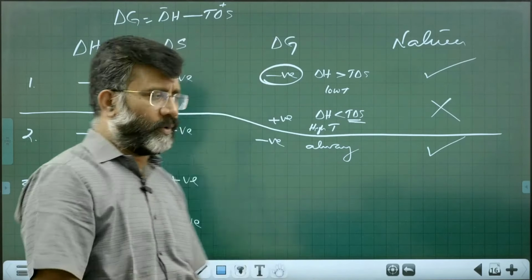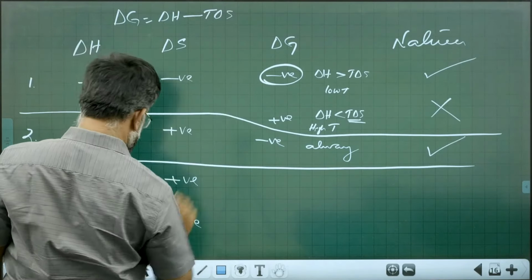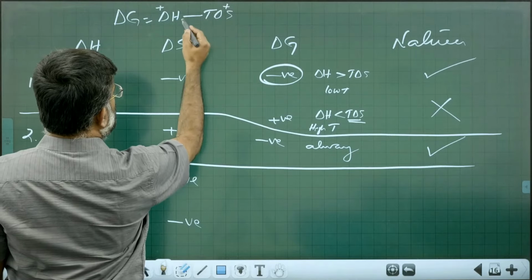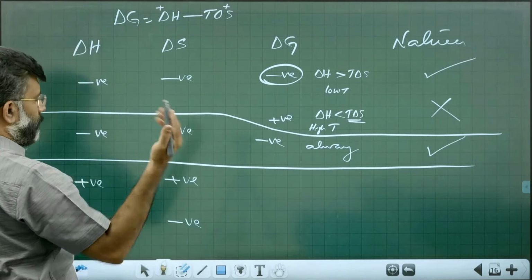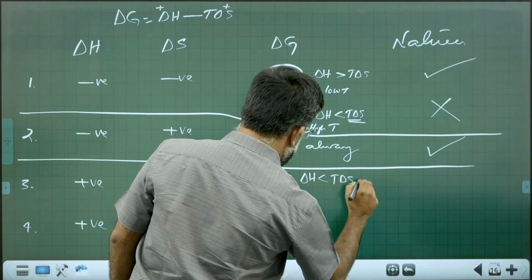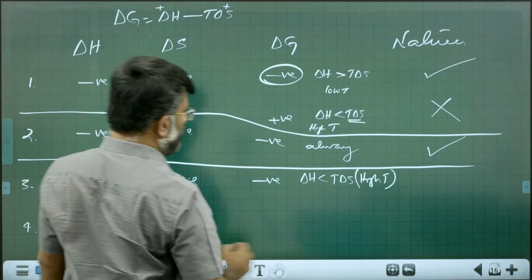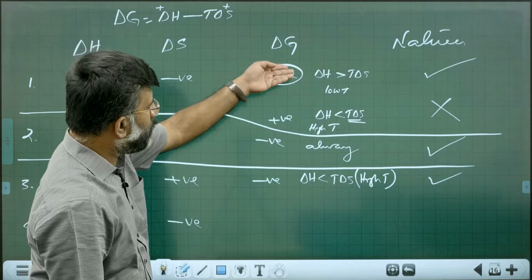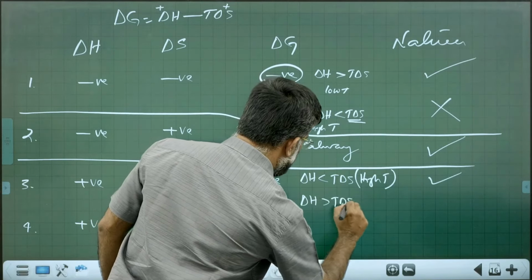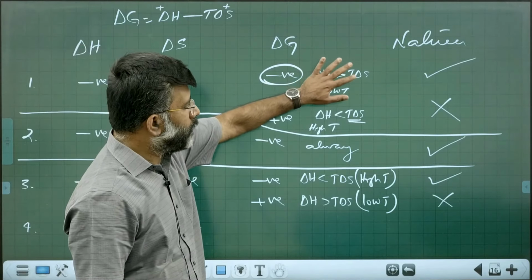Now the third one. This is positive and this is positive. This is positive means this minus will remain. That means delta G can be either plus or minus. Delta G is negative when delta H is less than T delta S. That means at a high temperature, this value will dominate and delta G will become negative and the reaction is spontaneous. Just opposite to this. And delta G will be positive, that is delta H greater than T delta S at a low temperature and the reaction is non-spontaneous. That means just opposite to this.